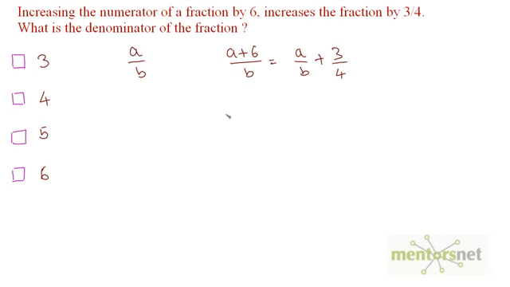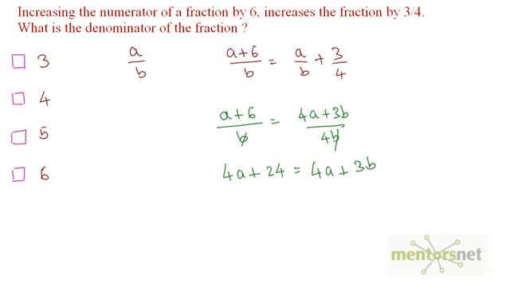So we can solve this. We have (a plus 6) by b is equal to (4a plus 3b) by 4b. This b and this b get cancelled out. So we can move this 4 to the left. So we have 4a plus 6 4s are 24 is equal to 4a plus 3b. 4a and 4a get cancelled out. So we have 24 is equal to 3b. Therefore b is equal to 24 by 3, which is 6. So b's value is 6, and b is the denominator of the fraction. So the answer is option D.